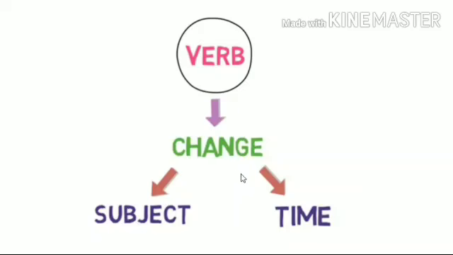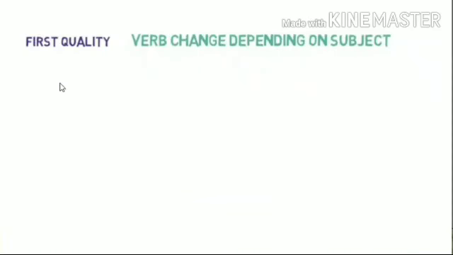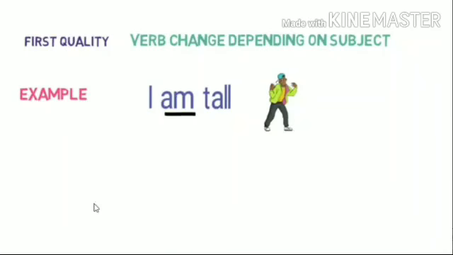Let's look into the first quality verbs have. So the first quality is that verbs change depending on the subject. Now, what do you mean by this? Okay, let me give you an example to make you understand. I am tall. Here, the subject is I, which is the first person.